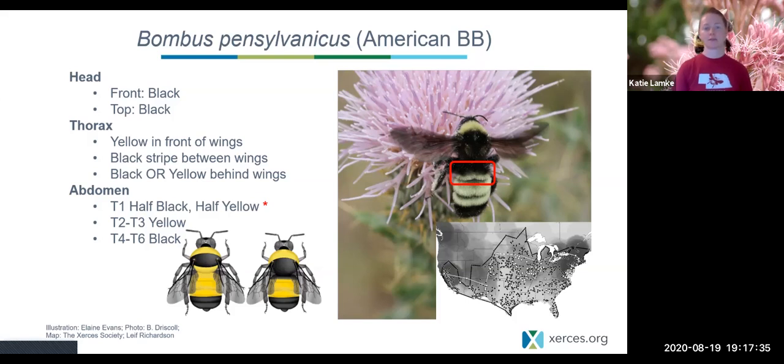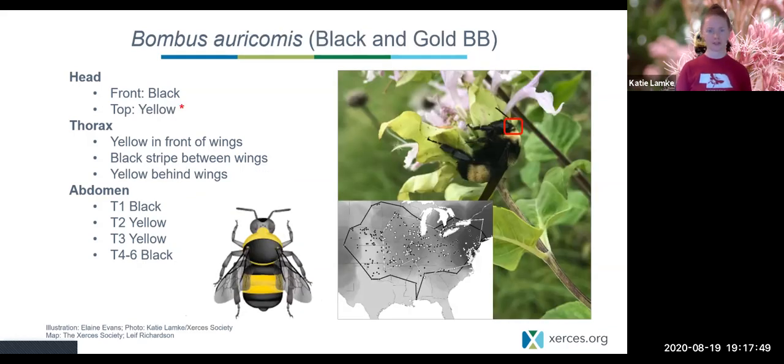And this species looks very similar to the one that we're going to go over next, which is the black and gold bumblebee. So just remember that Bombus pennsylvanicus has black hairs on the top of its head, and that will be your defining characteristic, versus the black and gold bumblebee that has yellow hairs on top of the head. So these two species can look very, very similar, which is again why we want you guys collecting all the bees that you can find, because looking at the color of the hairs on top of the head of a bee while it's moving in the field is not the easiest thing to do.